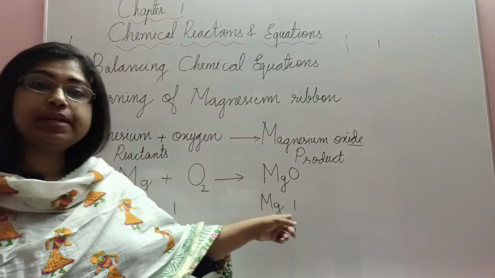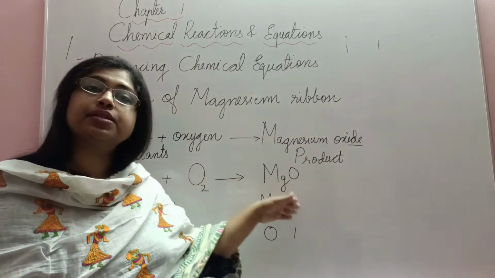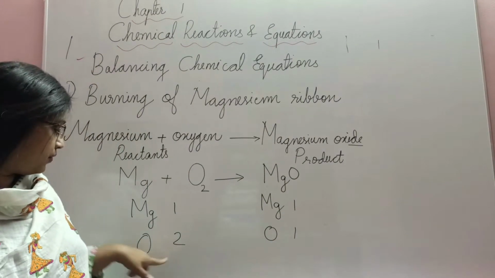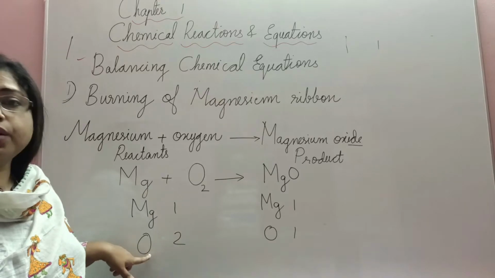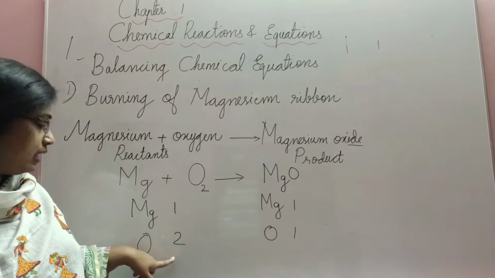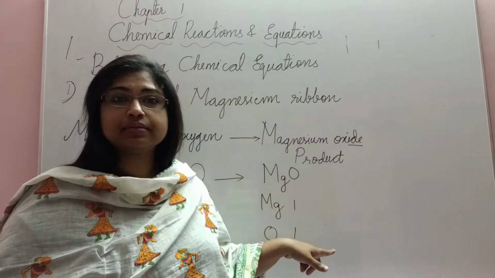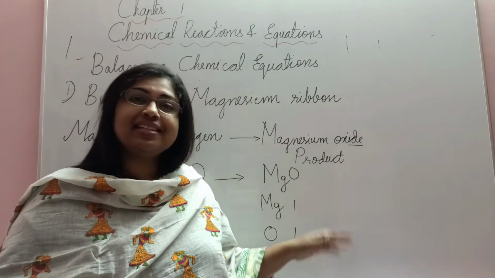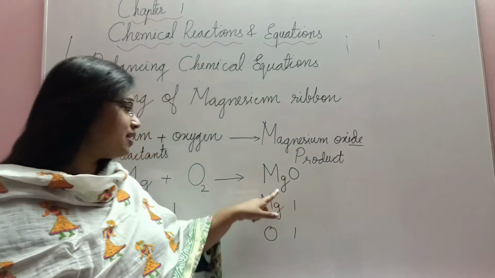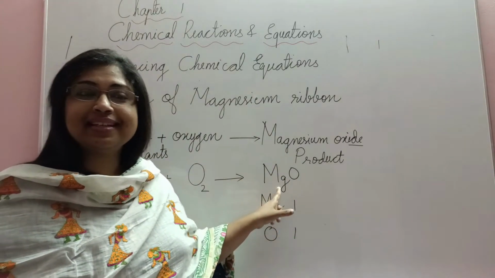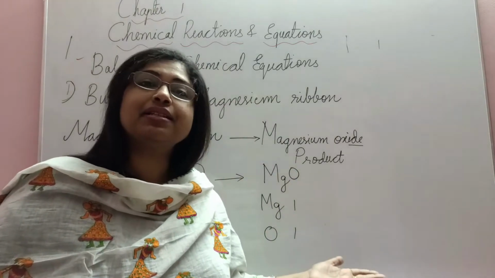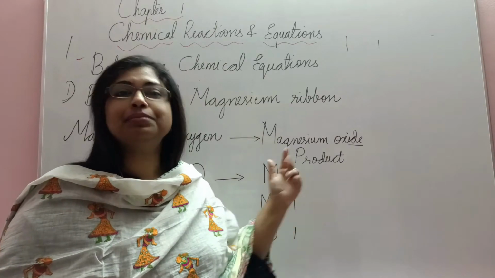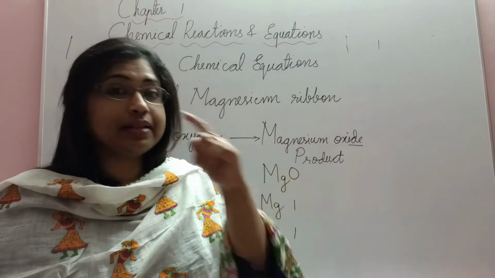The number of magnesium atoms is the same on the reactant side as well as on the product side. But what about the number of oxygen atoms? Here it is 2, here it is 1. That means it is not balanced. This equation is unbalanced. Such equations are known as skeletal chemical equations. So this is a skeletal chemical equation representing the burning of magnesium ribbon.